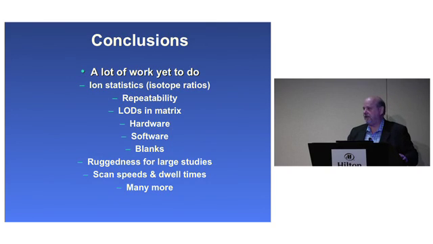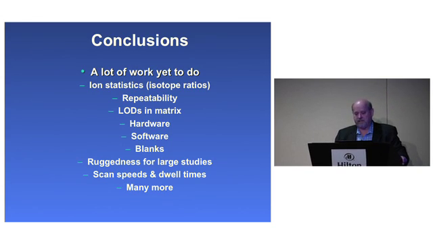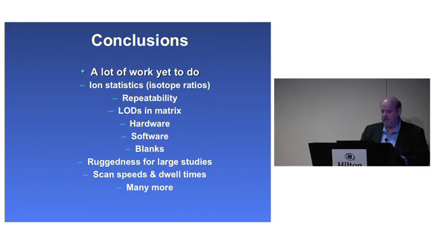There's still a lot of work to be done, so I don't want to leave the impression that this is a method that people can take to the laboratory right now. Ion statistics and ion ratios, when we're getting down to those very, very low levels, if you look at the overall transmission in a mass spectrometer, the number of ions actually getting to the detector is very, very low. The repeatability needs to be looked at. The LODs in real matrix have to be better defined. There's hardware, software, blank issues. The ruggedness for large studies, scan speeds and dwell times, and there are many, many other things that I could mention that need to be worked on to develop this method.